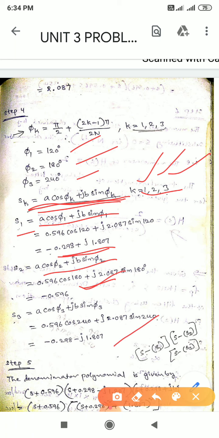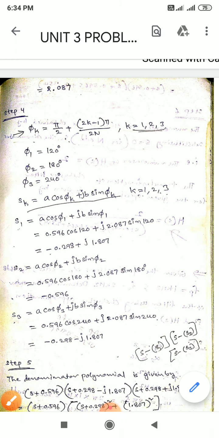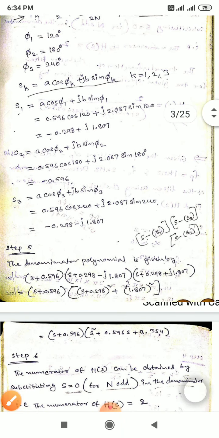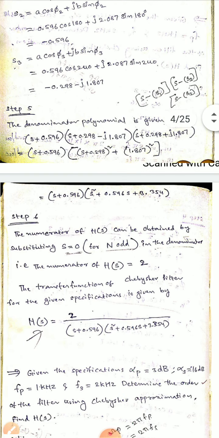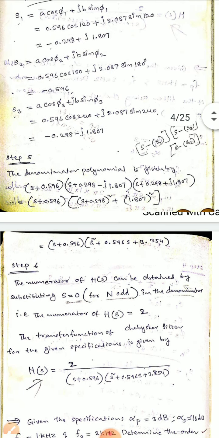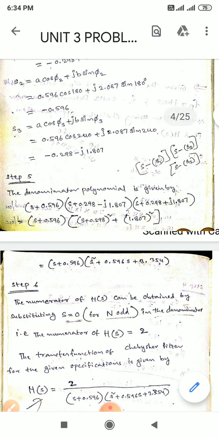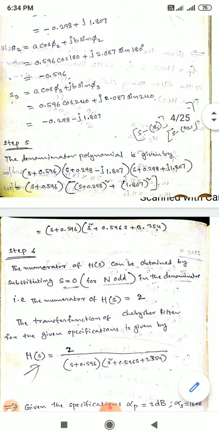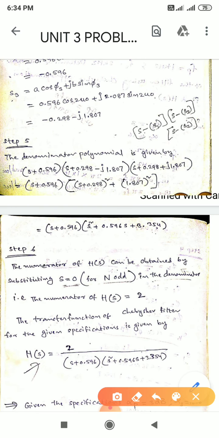After determining the poles of the Chebyshev filter, in the next step we are determining the denominator polynomial of the transfer function, H of s. How to determine the denominator polynomial of the transfer function in terms of single poles? How to write it? S minus, S minus, how to write it?